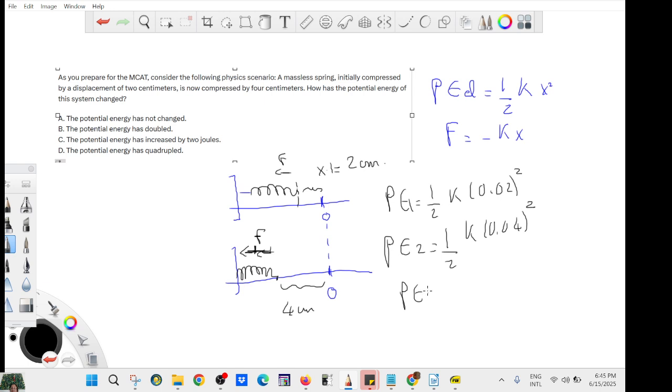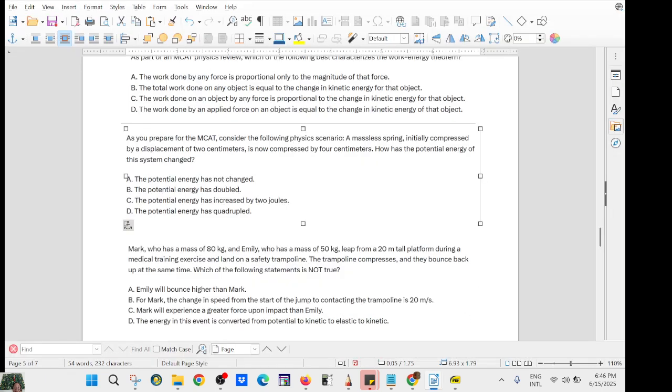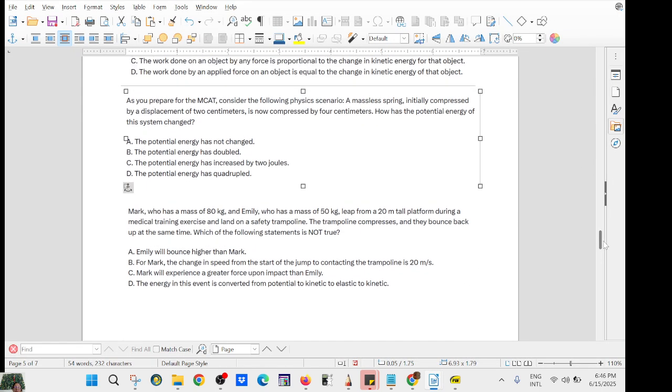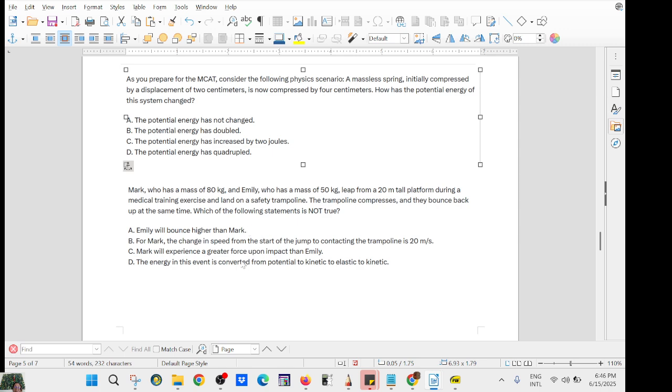So if you find the ratio between them, you have 0.04 over 0.02 squared, which is 2 squared, which is 4. So the potential energy has been multiplied by 4 here, not by 2, by 4. Okay, so you can pause the video for the next one. It's a little bit more challenging here.